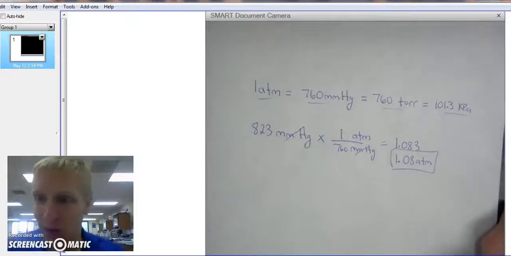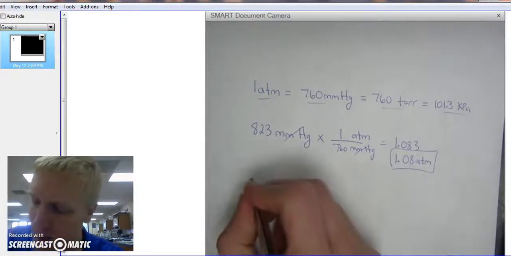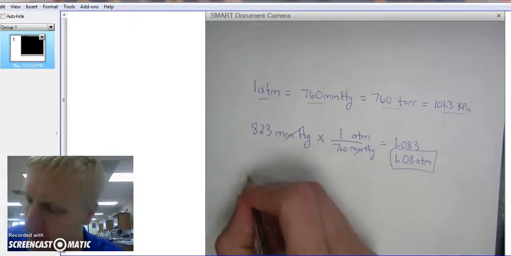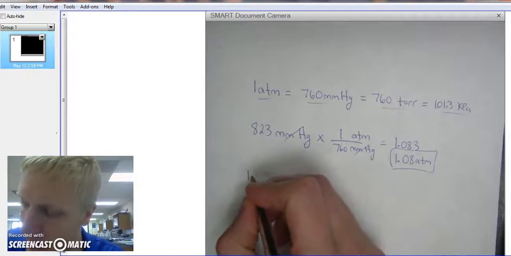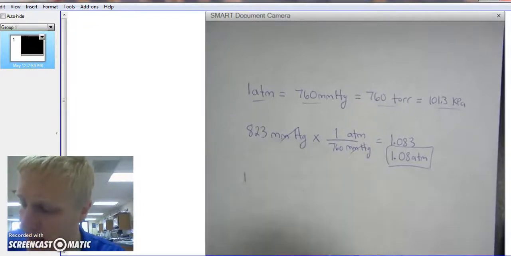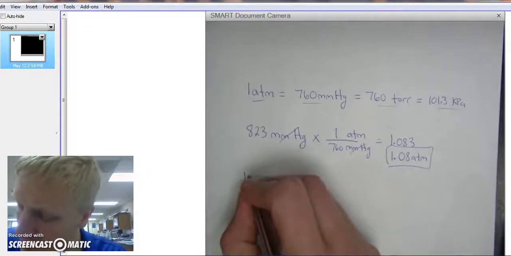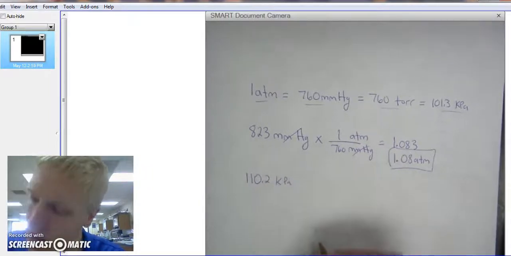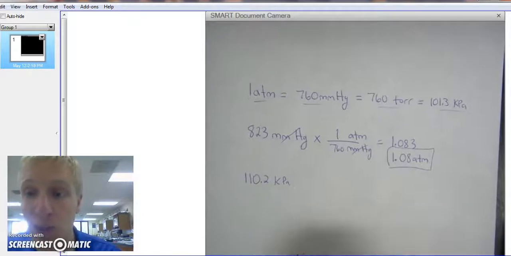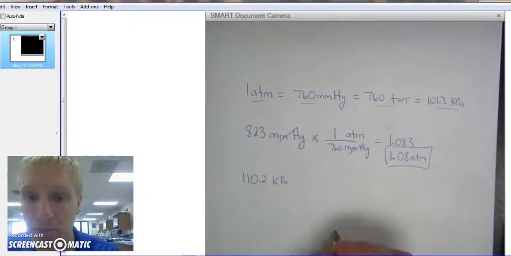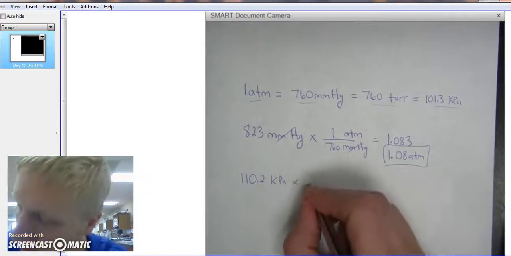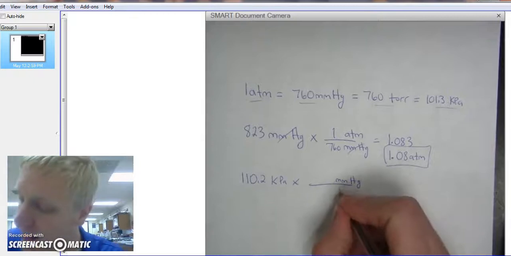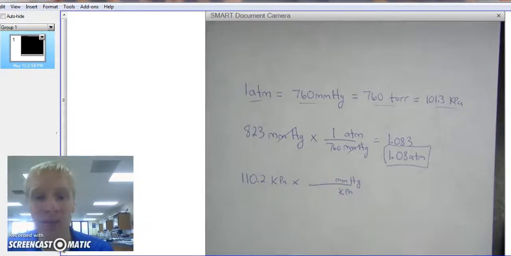Why don't we do another example real quick? Let's say we have a higher pressure than at sea level. It's in a pressurized container. Let's do 110.2 kPa. We want to convert this guy into millimeters of mercury. So in order to do that, we're going to multiply by a conversion factor. Millimeters of mercury on top, that's what we want to end with. kPa on the bottom, that's what we're getting rid of.